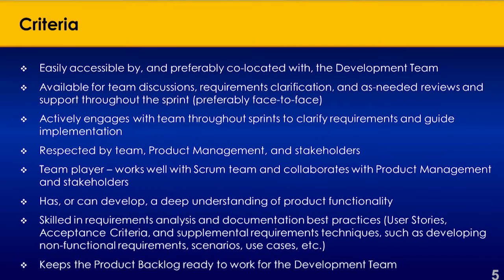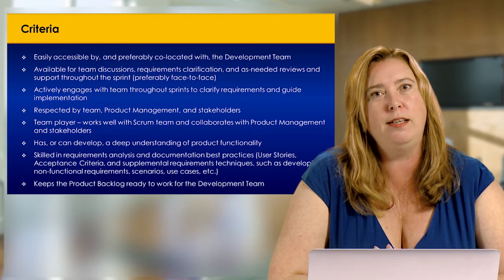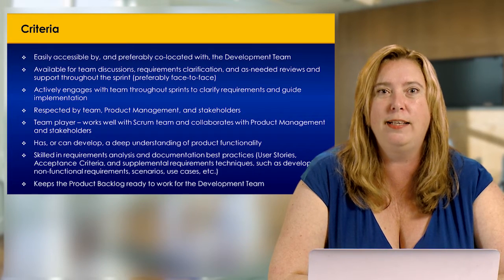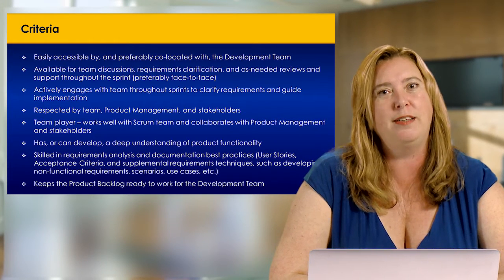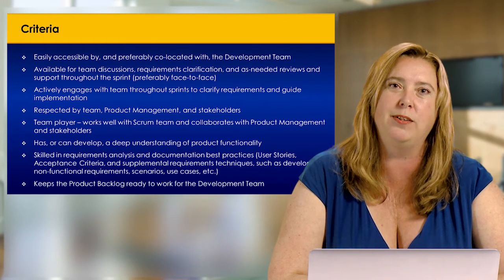So a few criteria. Product owners need to be easily accessible by the team and preferably co-located. I've seen Scrum teams working effectively when the product owner isn't co-located, yes. Would I prefer that they are co-located? Absolutely. The quicker the communication, the better the team works.